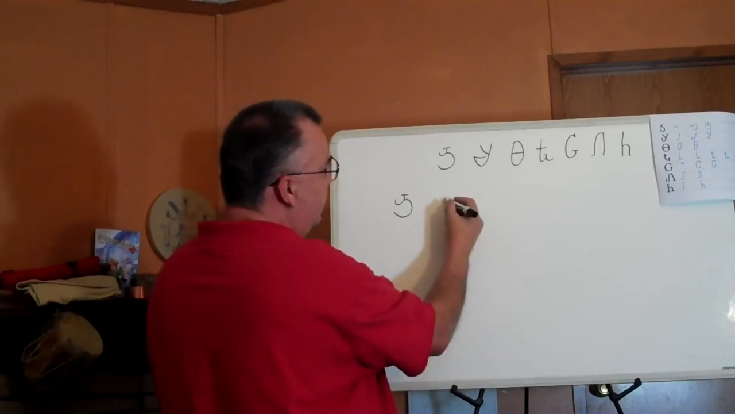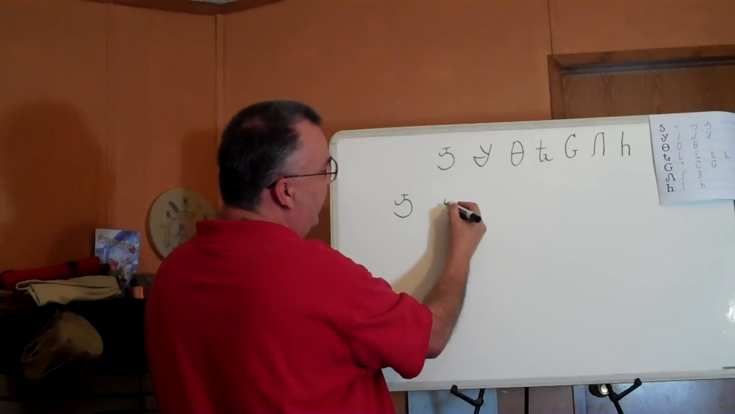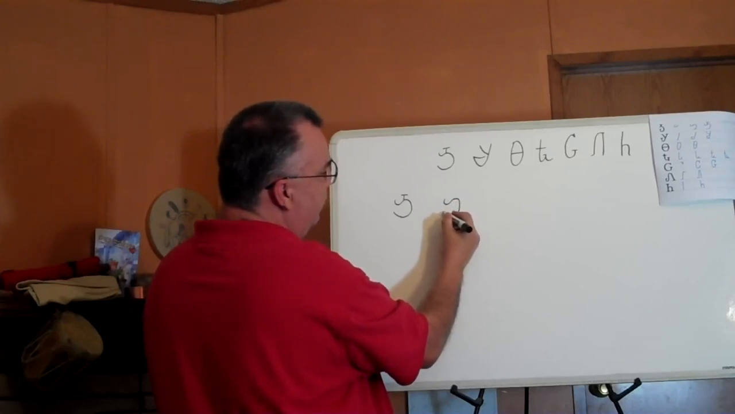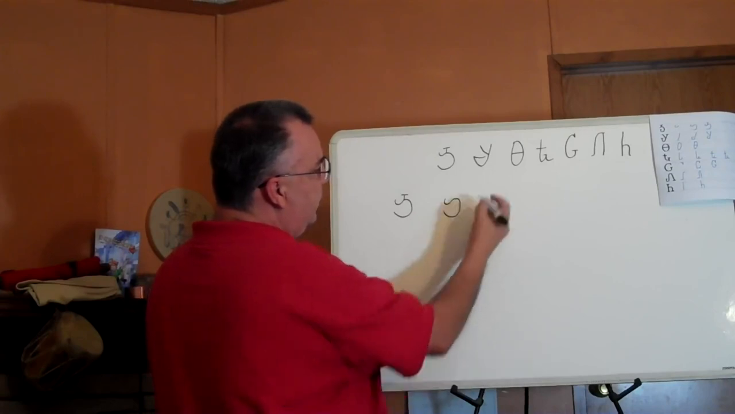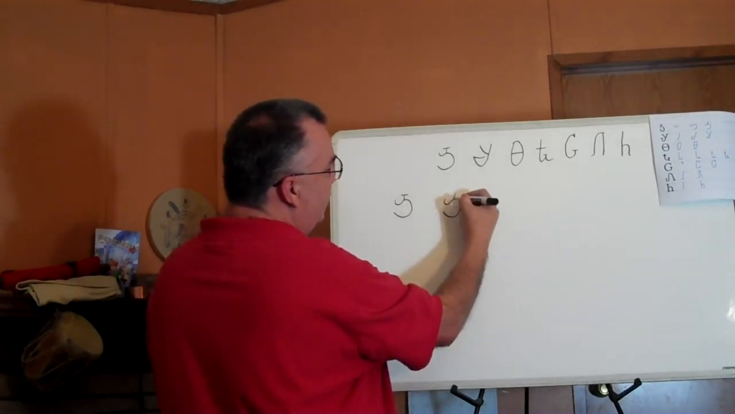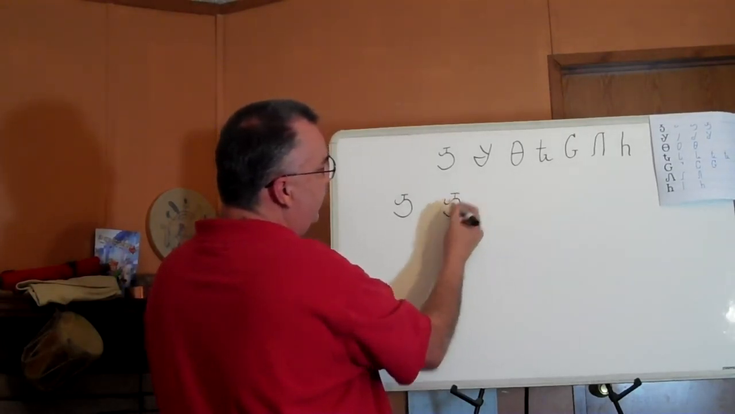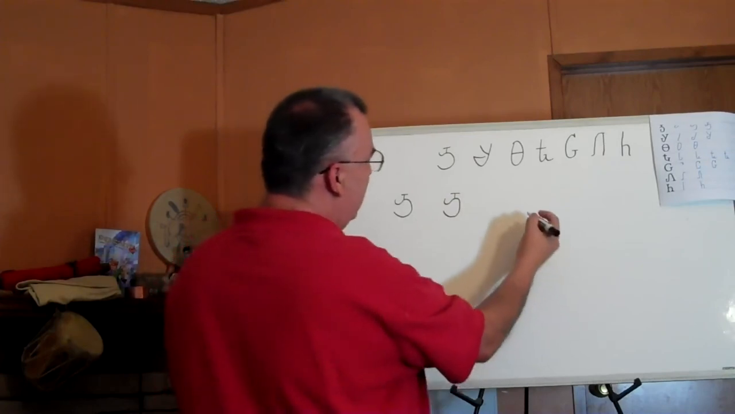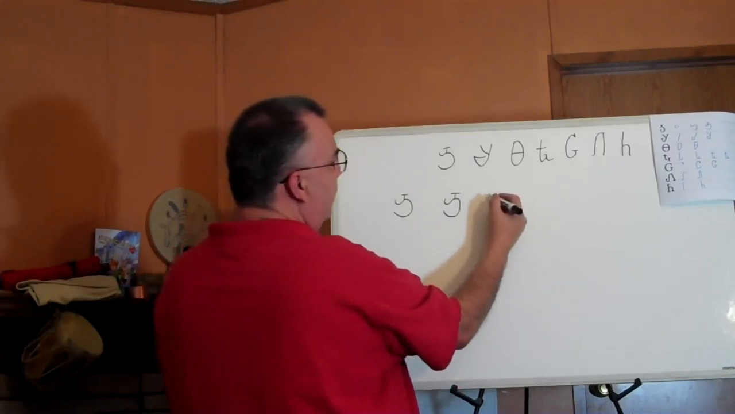Again, we start near the top, we pull down just a little bit and curve back up. Then we pull straight down and curve around and back up a little bit. Then we add a line and a cap. Again, mo.